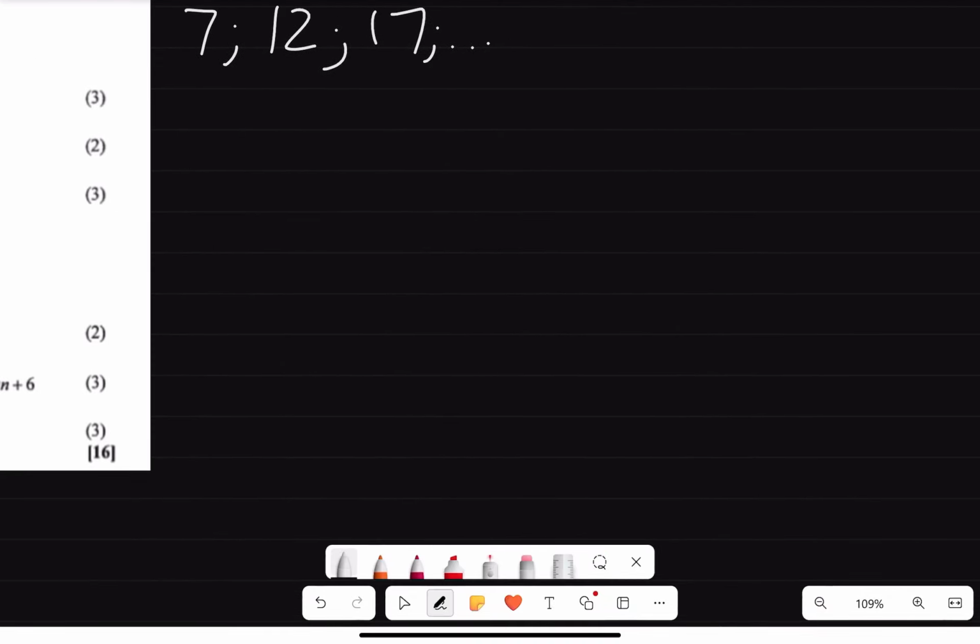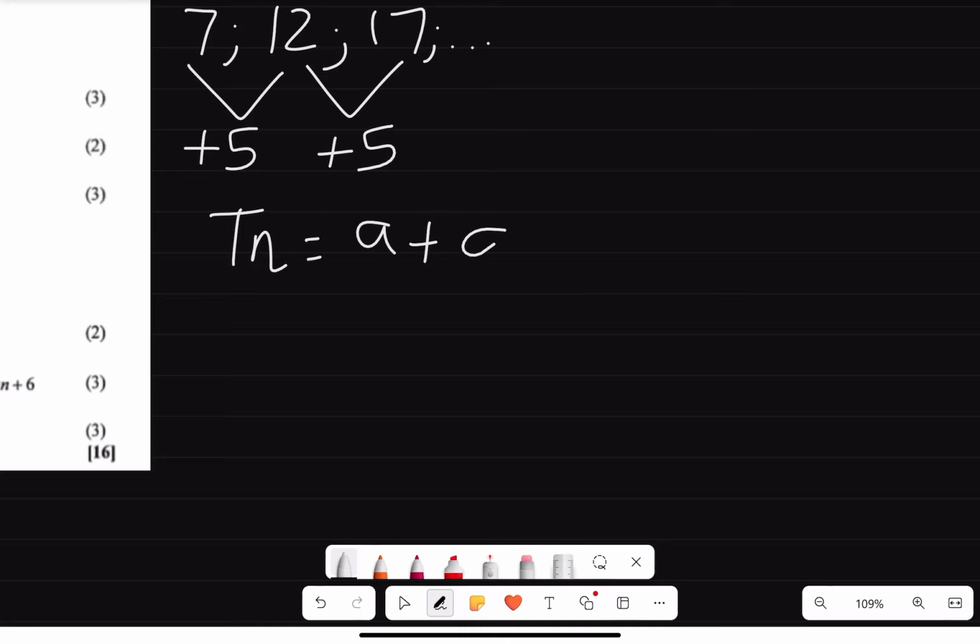Let's do that. Obviously, we can see that this is arithmetic, because from 7 to 12 I have to add a 5, and then from 12 to 17 I have to add a positive 5. So we can see that there's a constant first difference of 5. So we need to now determine the formula of the nth term, which is Tn equals a plus d into bracket n minus 1, right? And then we're looking for T91.